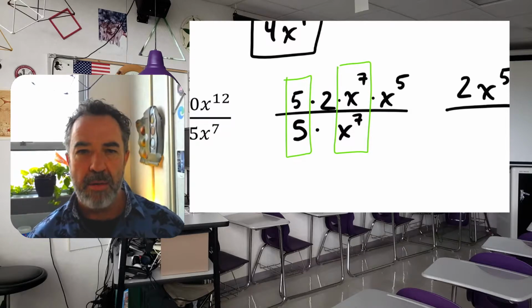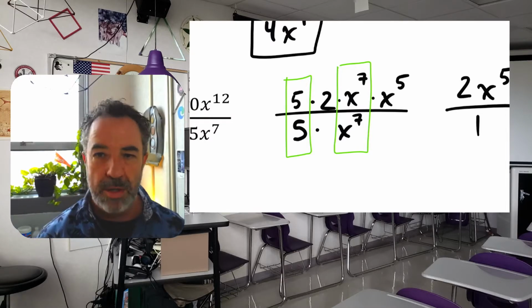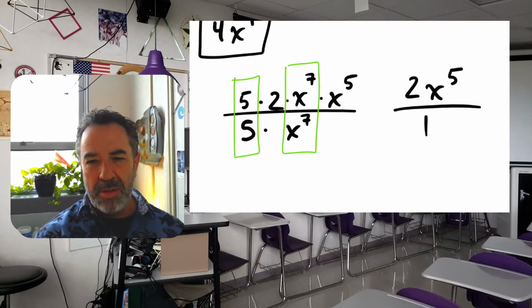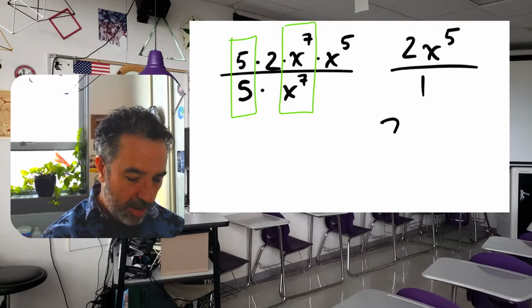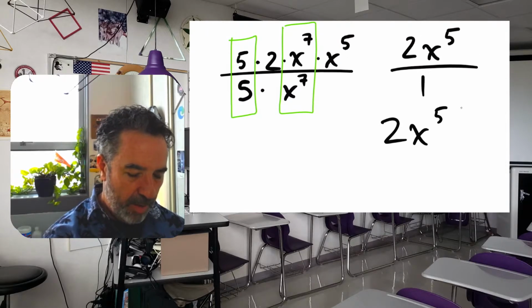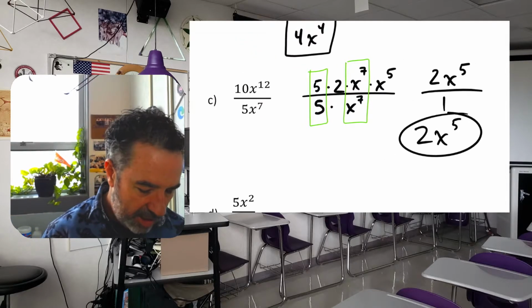And in the denominator, I've got a giant 1 times another giant 1. So there's just a 1, right? 1 times 1 is 1. Now, I can choose, and I probably would write it like this. I would say, look, because that denominator is just the number 1, I'm going to write this as 2x to the 5th power. This is my answer that I would finish with for part C.